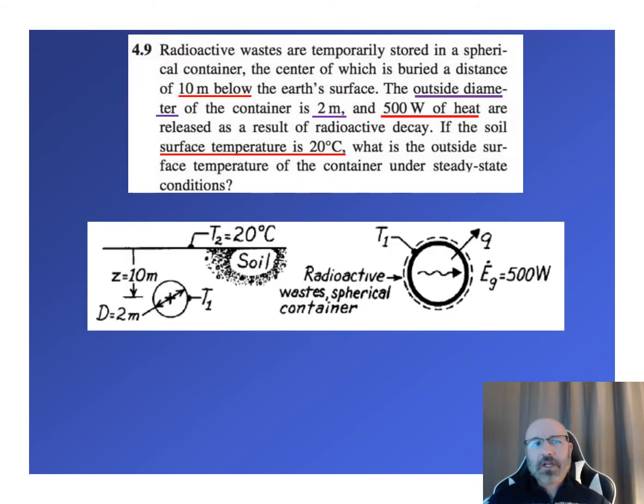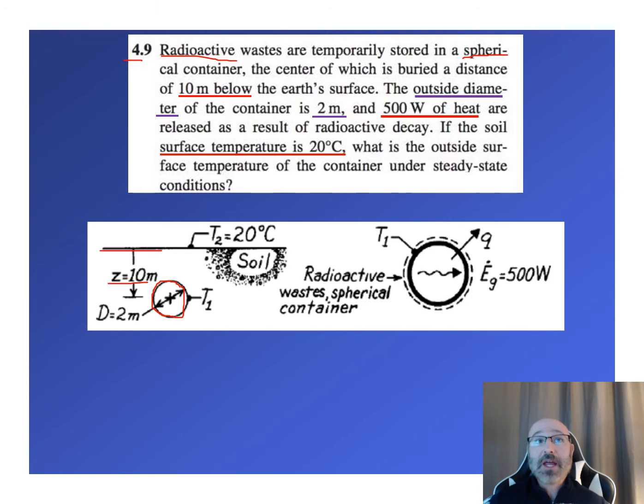So now let's take a look at an example problem. Here we have example problem 4.9. It tells us that radioactive wastes are temporarily stored in a spherical container. The center of this spherical container is buried a distance of 10 meters below the surface. There's our spherical container, and there's our distance Z equal to 10 meters, below the Earth's surface. There's our top surface.